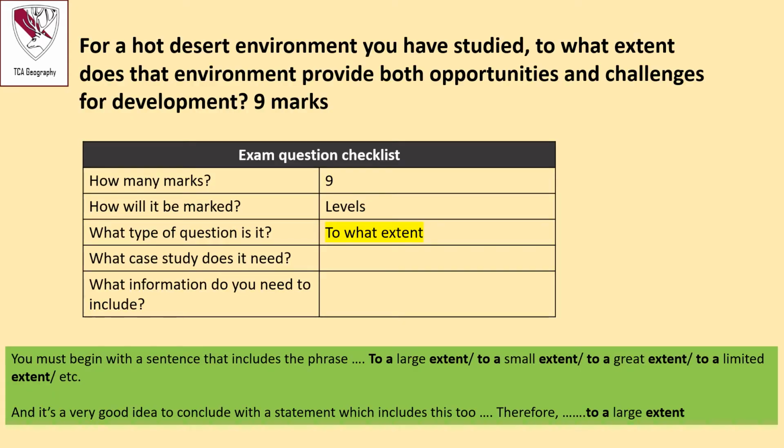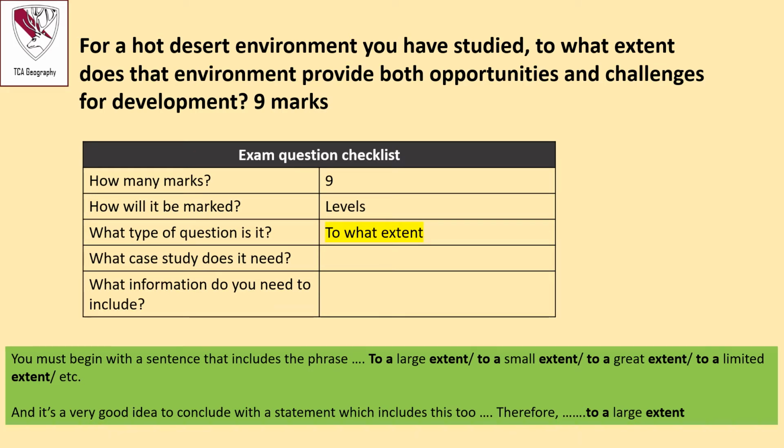Back to the checklist. So what type of question is it? This question is a 'to what extent' question. That means that you must begin your answer with a sentence that includes the phrase 'to a large extent', or 'to a small extent', maybe 'to a limited extent', but you've got to include that part. Otherwise, the examiner says, well, you didn't actually answer the question, because the question was, to what extent does it?